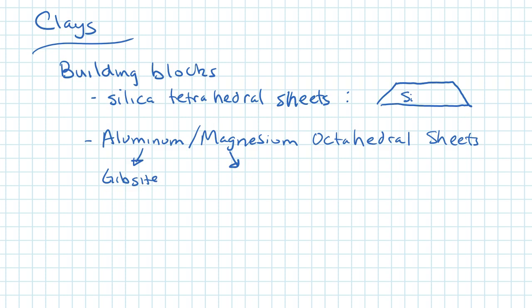The aluminum sheet we'll refer to sometimes as a gibbsite sheet, and a magnesium sheet as a brucite sheet. As I stated, we represent these sheets with a rectangle. So these are the basic building blocks of clays, and what differentiates one clay from another is how these building blocks are combined.